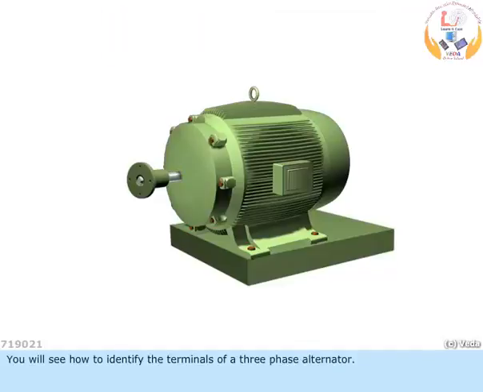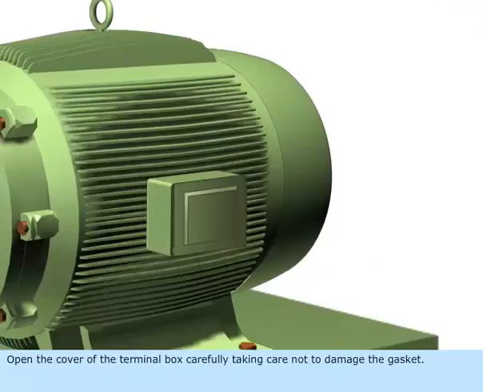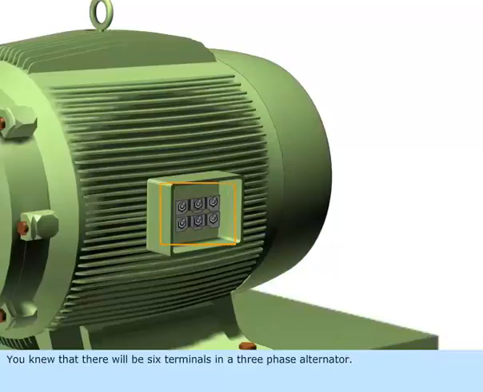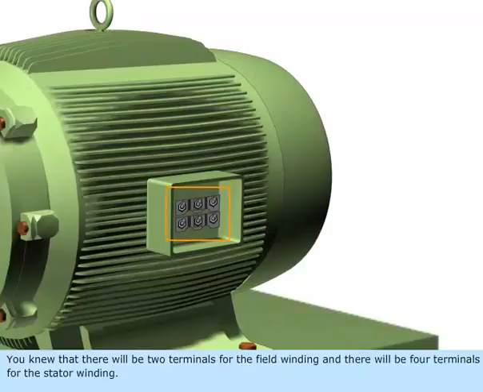You will see how to identify the terminals of a three-phase alternator. Open the cover of the terminal box carefully, taking care not to damage the gasket. You knew that there will be 6 terminals in a three-phase alternator. You knew that there will be 2 terminals for the field winding and there will be 4 terminals for the stator winding.